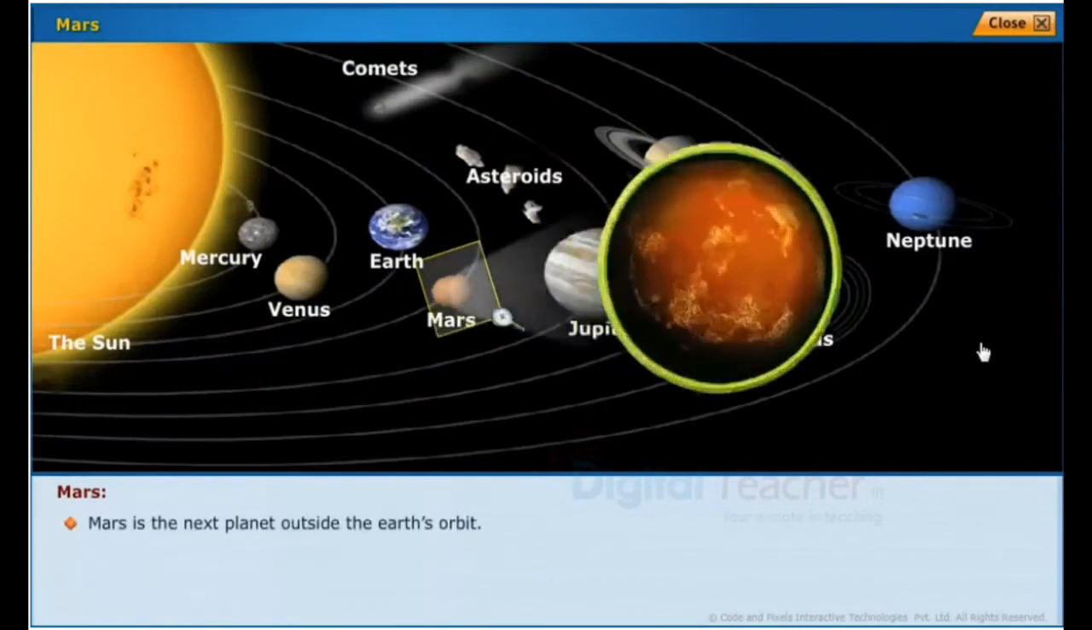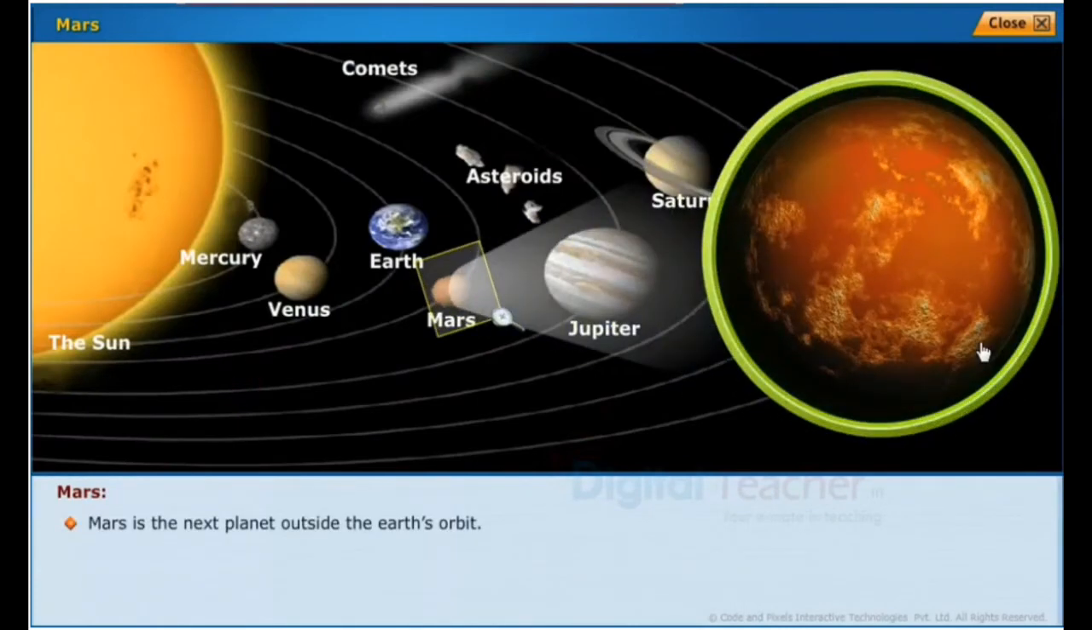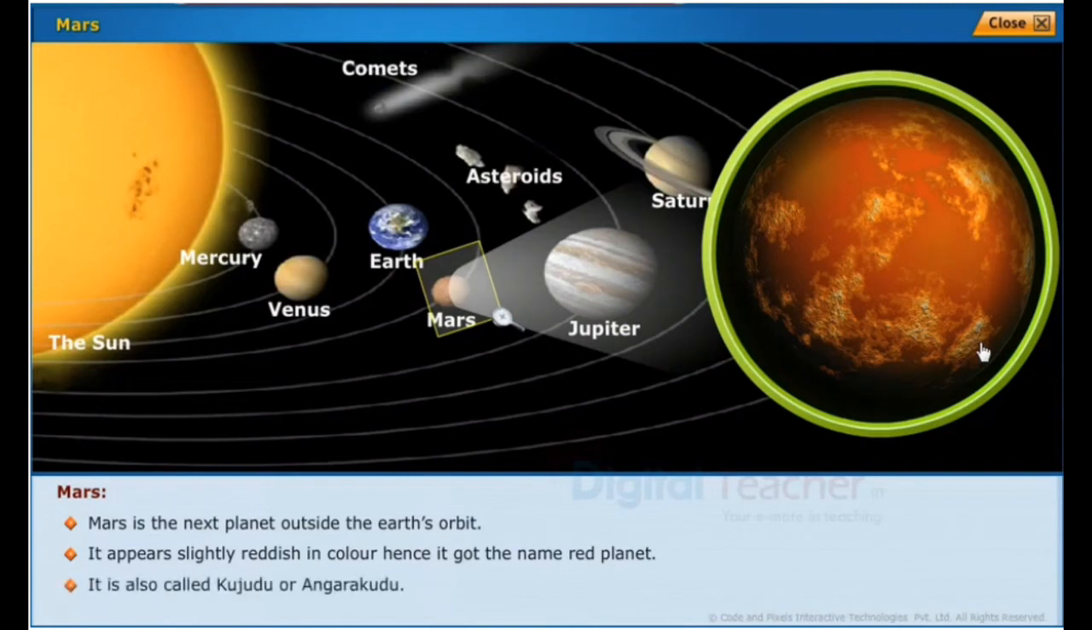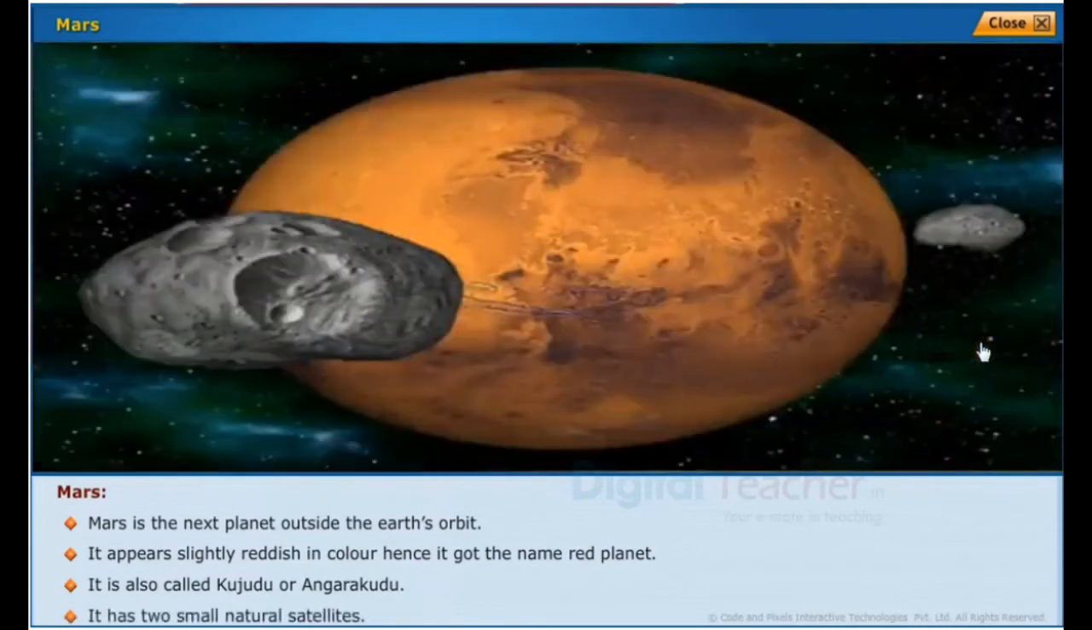Mars. Mars is the next planet outside the Earth's orbit. It appears slightly reddish in color, hence it got the name Red Planet. It is also called Angarakudu or Kujudu. It has two small natural satellites.